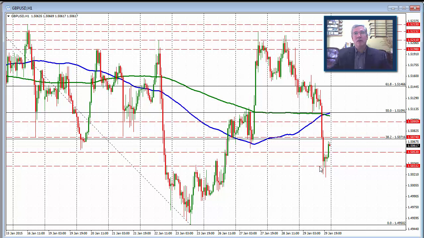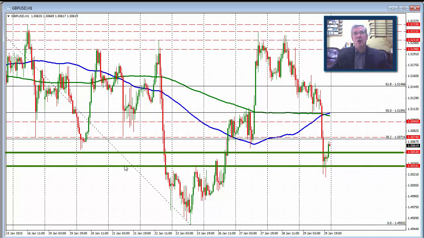We fell below the 150.33 level, which I had earmarked as a low area for support, but the market then rebounded back to the upside.